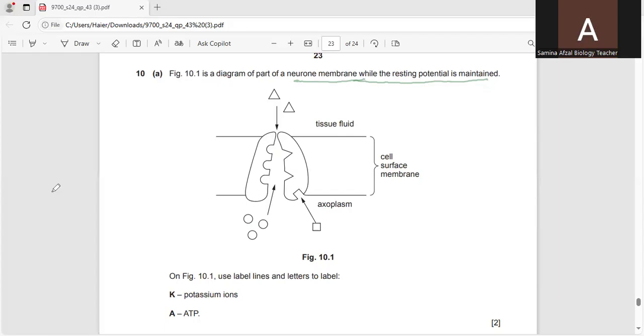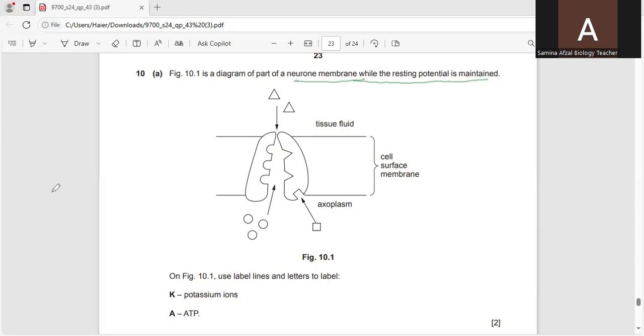And students, first of all, I would like to describe this diagram. This diagram shows a section of a neuron's membrane, and in this condition there is resting potential, and they have labeled the components. Potassium ions are predominantly found in the exoplasm. What is the role of these potassium ions? They play a role in maintaining the resting potential. During the resting state, there is a higher concentration of potassium ions inside the neuron as compared to the outside. And this concentration gradient creates a potential difference across the membrane known as the resting potential.